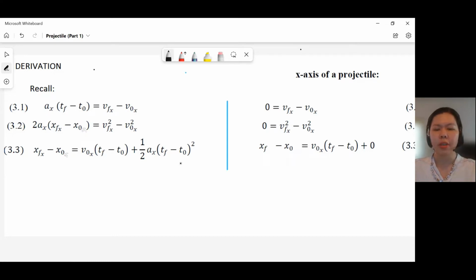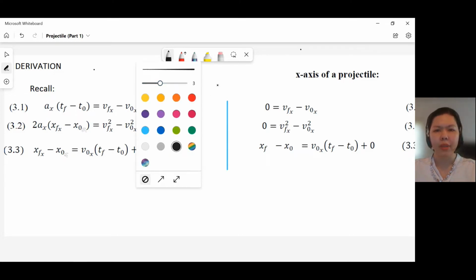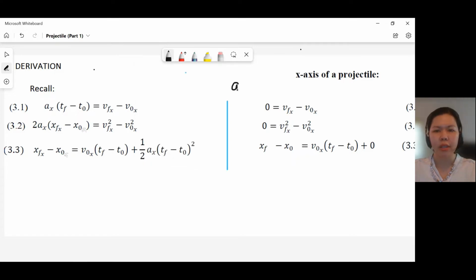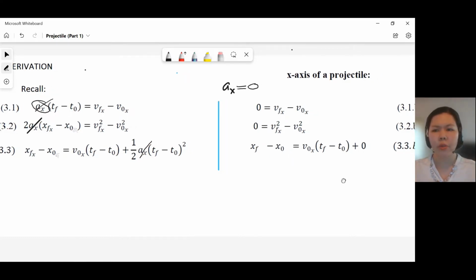But since an object in projectile motion is not accelerating along the x, a sub x is equal to 0. So in projectile motion, a sub x is equal to 0. That's why in the left side of 3.1, a sub x becomes 0, and in 3.2 a sub x becomes 0, and in 3.3 a sub x becomes 0. So we now have our equations for projectile motion.